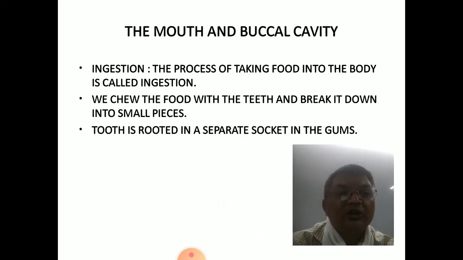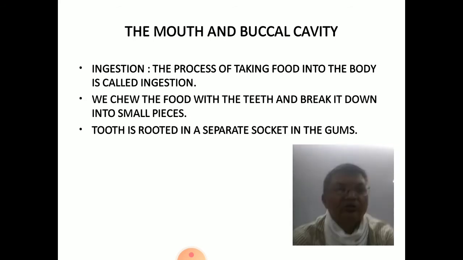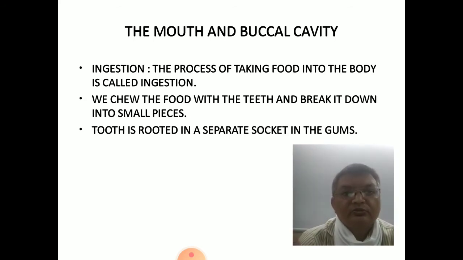Then you can say the digestion process step by step. First, ingestion. The process of taking food into the body, we call it ingestion.